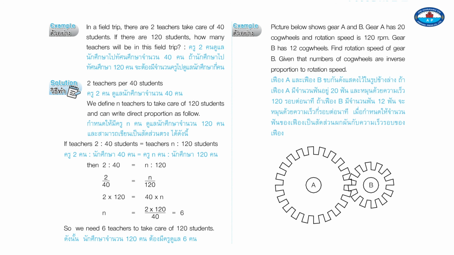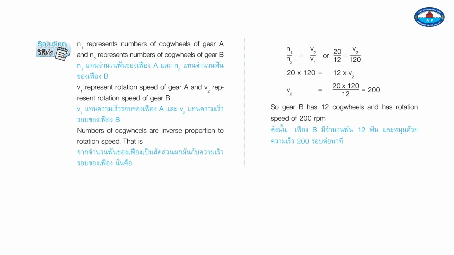Example. The picture below shows gear A and B. Gear A has 20 cogwheels and rotation speed is 120 RPM. Gear B has 12 cogwheels. Find the rotation speed of gear B, given that numbers of cogwheels are in inverse proportion to rotation speed. Solution: N1 represents numbers of cogwheels of gear A, and N2 represents numbers of cogwheels of gear B. V1 represents rotation speed of gear A, and V2 represents rotation speed of gear B. Numbers of cogwheels are in inverse proportion to rotation speed.